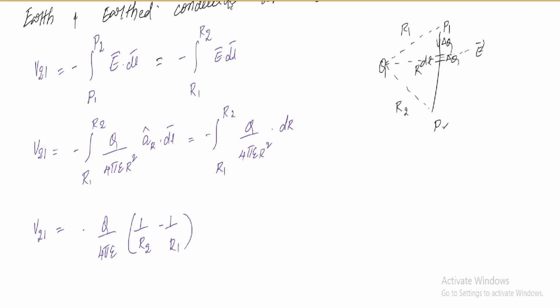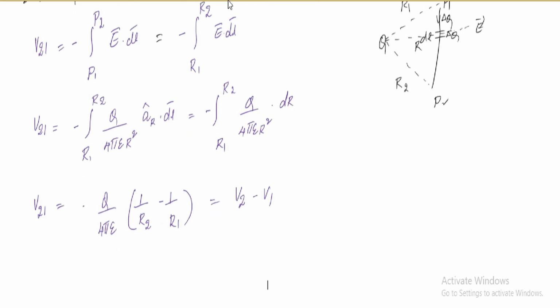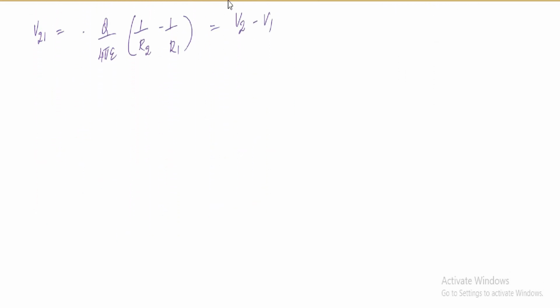potential difference is inversely proportional to the permittivity of the medium, and it depends upon the length, and it does not depend upon how the charge is moving or the path it is taking. So Q by 4 pi epsilon (1 by R2 minus 1 by R1) can be written as V2 minus V1. What is V2 here? V2 is nothing but Q by 4 pi epsilon R2. And what is V1? V1 is equal to Q by 4 pi epsilon R1.